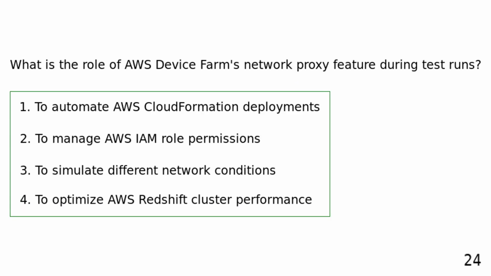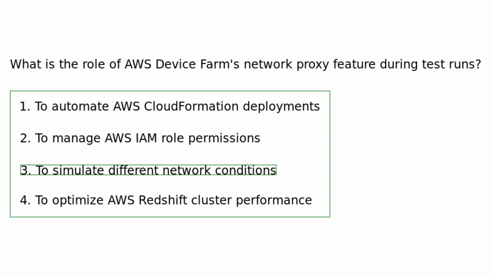What is the role of AWS Device Farm's network proxy feature during test runs? To automate AWS CloudFormation deployments. To manage AWS IAM role permissions. To simulate different network conditions. To optimize AWS Redshift cluster performance.